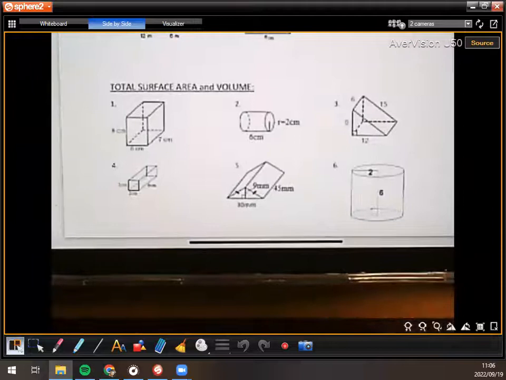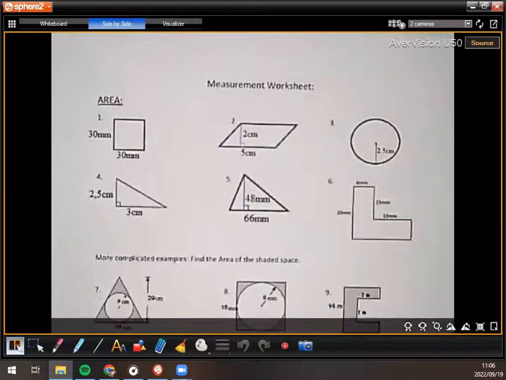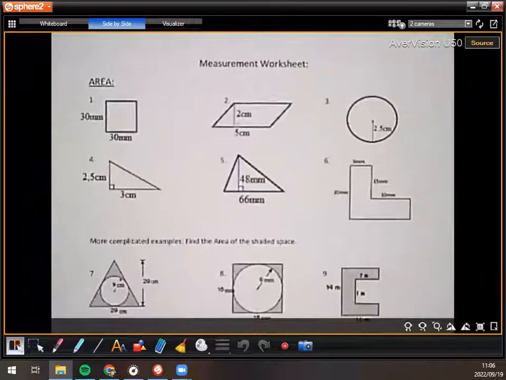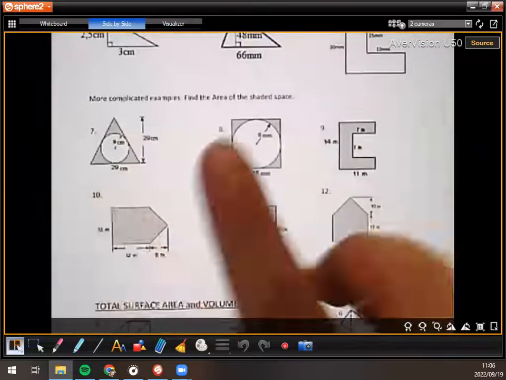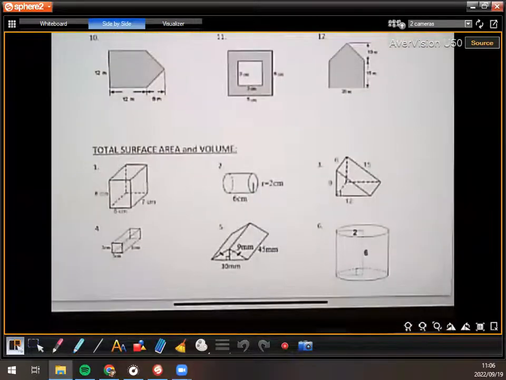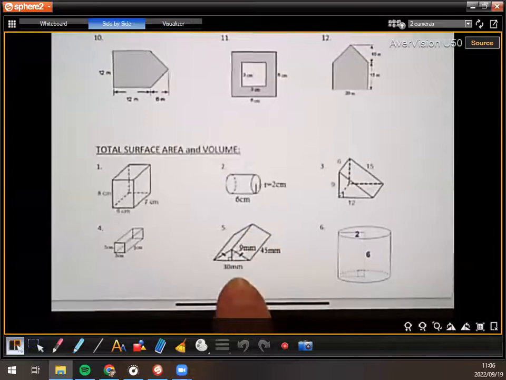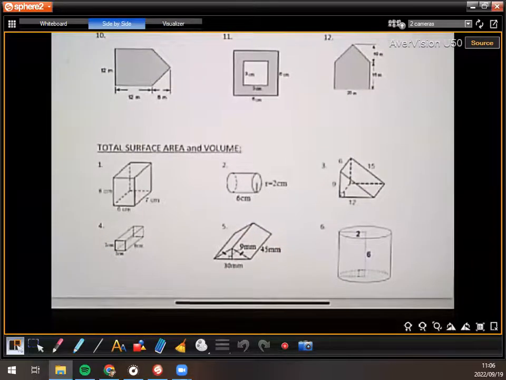Some of you might have gotten to it in class, but we didn't discuss it, we didn't mark it. So this is the worksheet that I'm talking about, guys. Just check if you can find that. It said measurement worksheet. We marked the area section and the more complicated example section. We have not marked the total surface area and volume section. But I know you guys were working on it in the class. I remember you asking me questions about it.